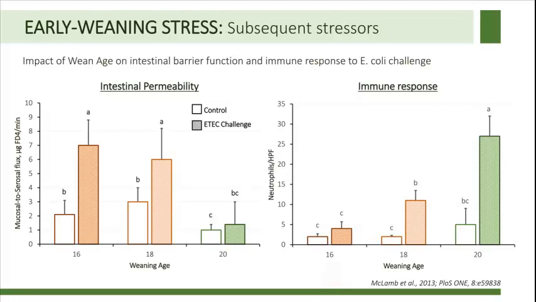In the graph on the right, I'm showing the immune response. What they did was measure the number of neutrophils within the ileum tissue. And what the group presented is that when pigs are weaned early, they are not able to respond to the pathogen challenge. Whereas when the pigs are weaned later, they have a greater response, and a greater number of cells were present in that tissue, showing a greater capability to respond to a challenge.